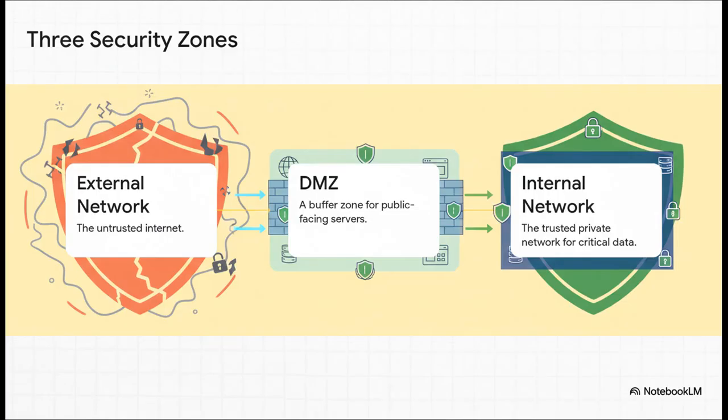And here's how it works. It creates three distinct zones. First, you have the external network, the Wild West of the internet. Then you have this middle ground, a buffer zone that we call the DMZ, or demilitarized zone. This is where you'd put things like your public website. And finally, behind another layer of security, you have your internal network. That's the crown jewels, where all your sensitive data lives.